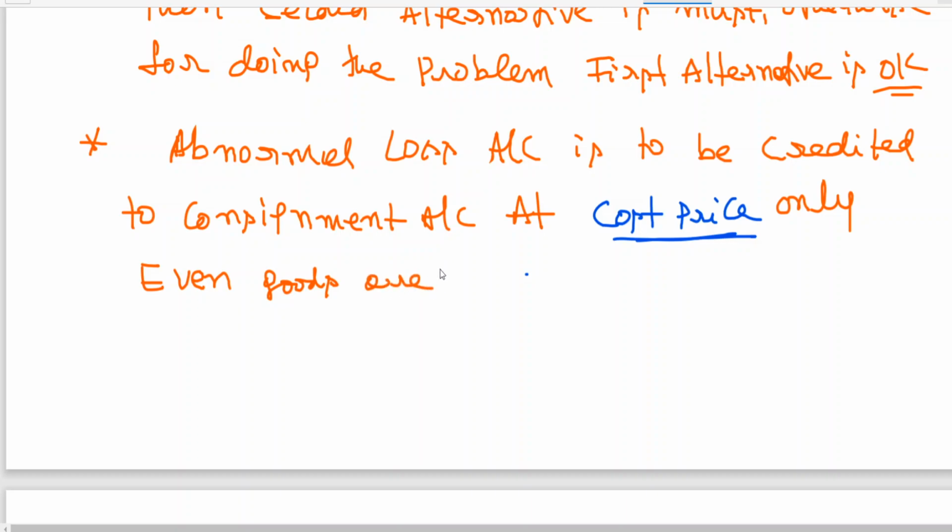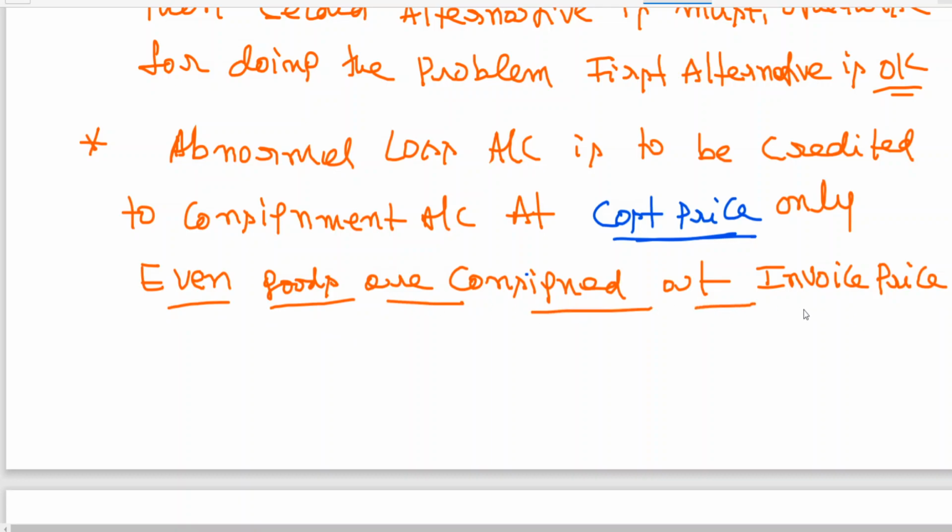Even if goods are consigned at invoice price, it is to be recorded at cost price only. Clear to all of you? Abnormal loss account is to be credited to consignment account at cost price only, even though you are consigning goods at invoice price.